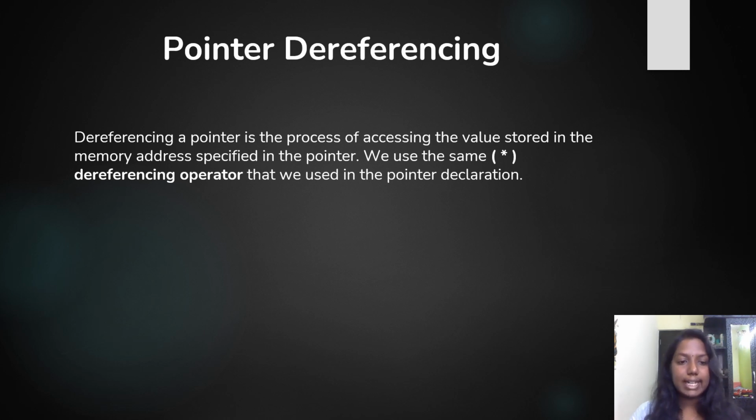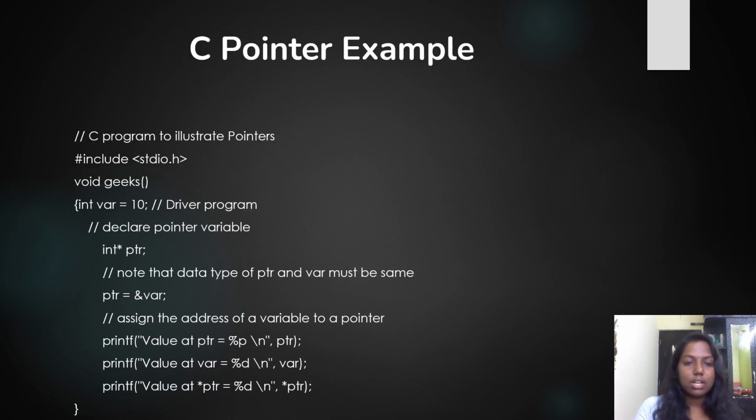Now, pointer dereferencing. Dereferencing a pointer is the process of accessing the value stored in the memory address specified in the pointer. We use the same star dereferencing operator. So we use the star operator, the dereferencing operator. Let's look at an example.